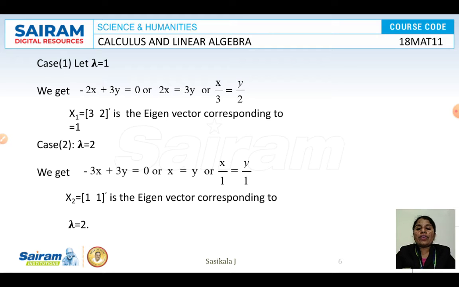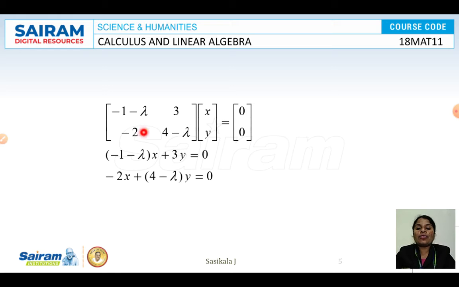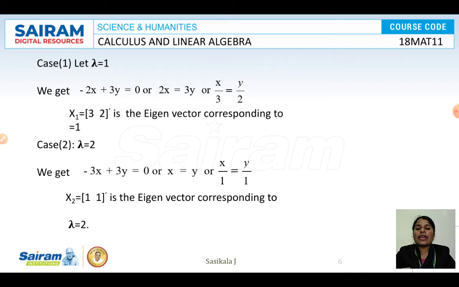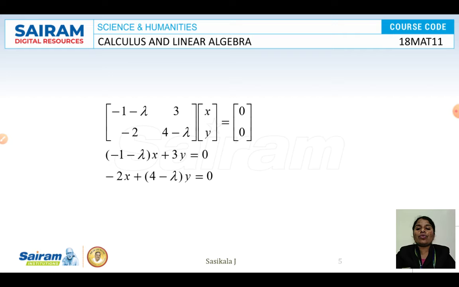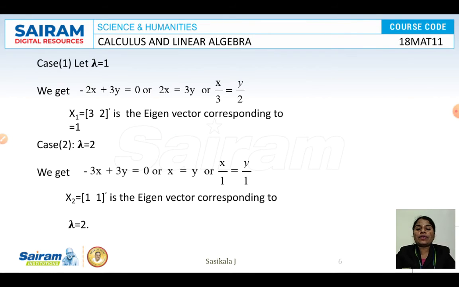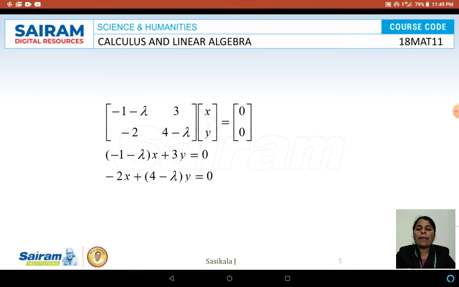Now you can go for lambda is equal to 2. In the same equation, I'm going to substitute lambda is equal to 2. Minus 2 minus 1 minus 2 will be minus 3x, plus 3y equal to 0. You can choose any one of the equations; both will give the same answer. Minus 3x plus 3y equal to 0, then x is equal to y, or x by 1, y by 1.